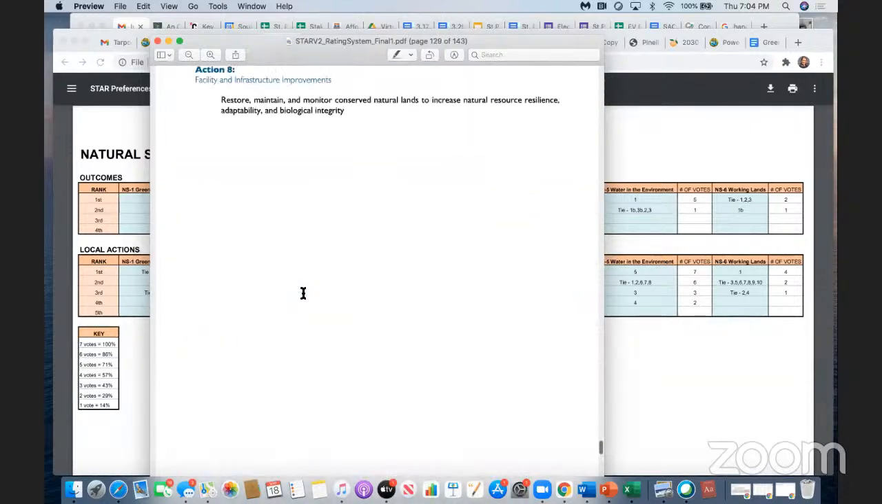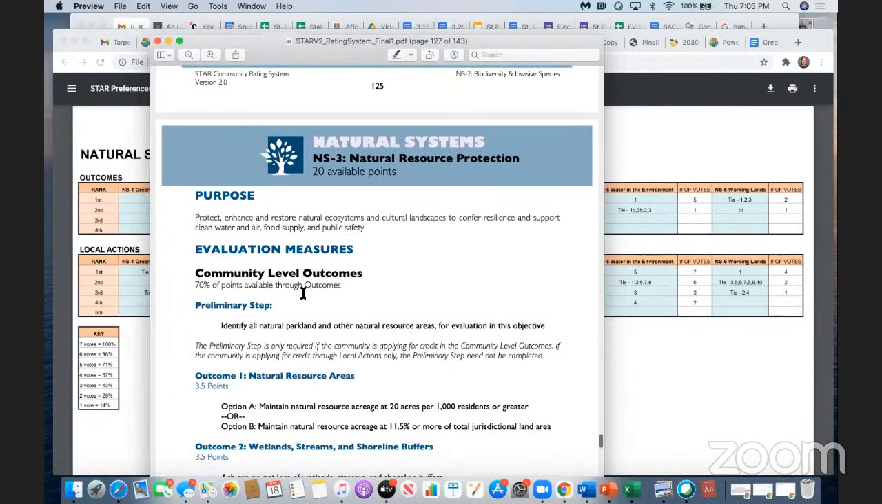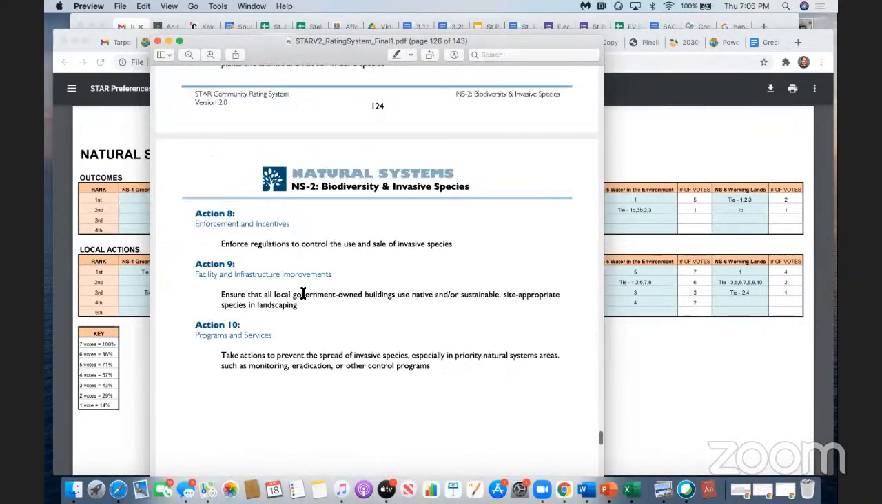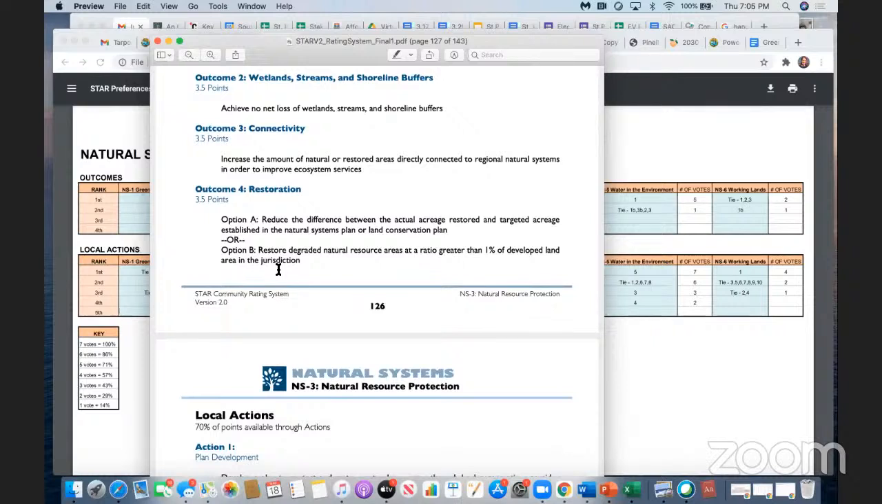So going back to natural resource protection. So obviously that's weighing on us. Goal outcome number 4 is restoration. So that, like I said, received 5 votes as well. So there's 2 options there. A, reduce the difference between the actual acreage restored and targeted acreage established in the natural systems plan or land conservation plan, or B, restore degraded natural resource areas at a ratio greater than 1% of developed land area in the jurisdiction. Thoughts about that? Preference for option A or B?